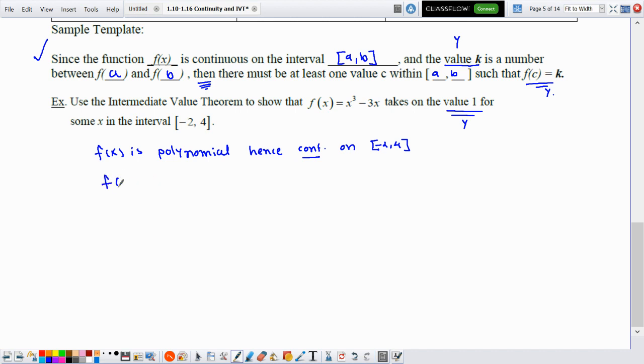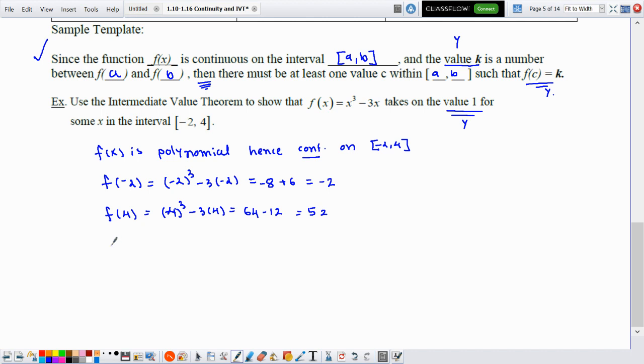Then we have to find f of negative 2. What is f of negative 2? Negative 2 to the third minus 3 times negative 2. And f of 4 is positive 4 to the third minus 3 times 4. Negative 8 plus 6 is negative 2. And this is 64 minus 12, which is 52. Okay, so obviously 1 is between negative 2 and 52.